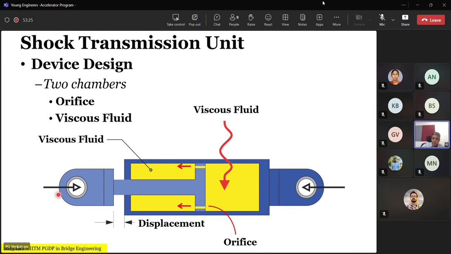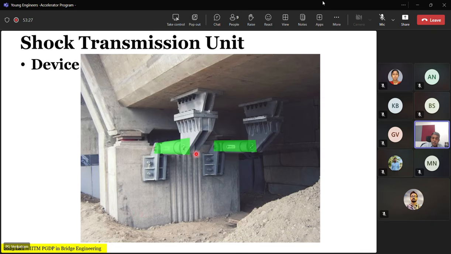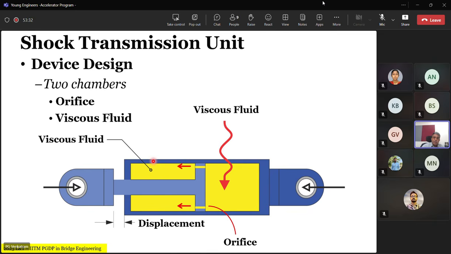Okay. So how does the shock transmission unit actually work? As you can see here, it has two units, one connected to the superstructure, one connected to the substructure. Inside that, there is a piston. The piston has an orifice here, and there is a viscous fluid here. It is two chambers. When the relative displacements are slow, then the viscous fluid escapes from one chamber to the other chamber, allowing the movement to take place.